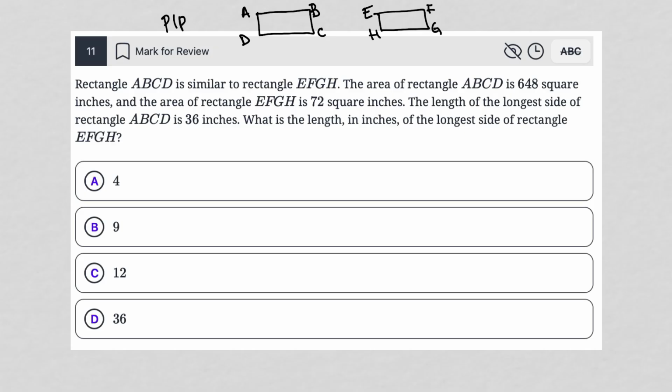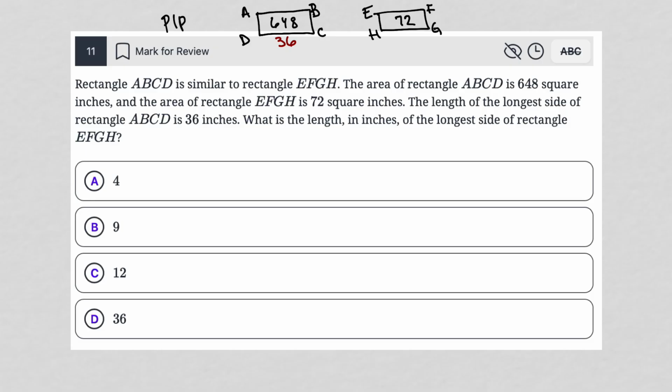The question goes on to say the area of rectangle ABCD is 648 square inches. I'm going to just put 648 inside to represent the area. It goes on to say the area of rectangle EFGH is 72 square inches. I'm going to put a 72 inside. Then it says the length of the longest side of rectangle ABCD is 36 inches. Let me just use a different color. Okay, that means that this is 36.